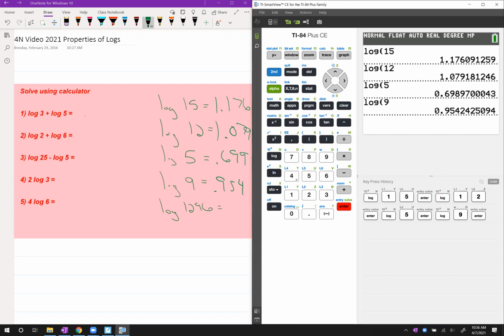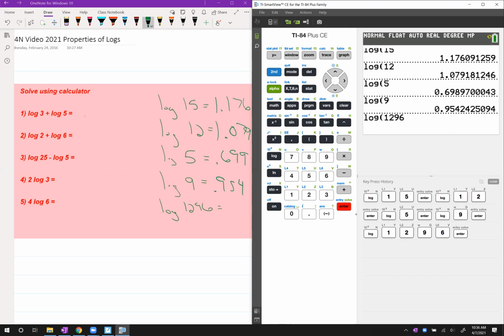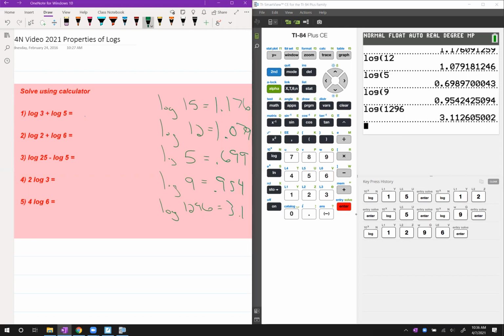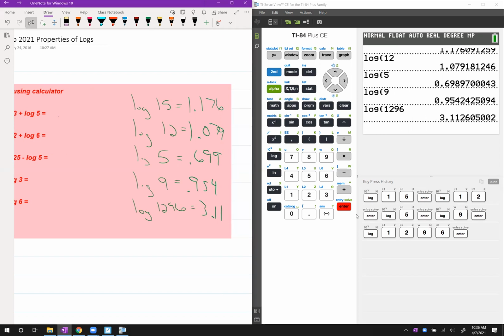Log 9, again, just trying to get comfortable using the calculator. So log 1,296. All right, so here we are, we're at 3.11. Hey, look at that. That one turned out to be more than one. All right, so we had some of those, log 15, log 12. Okay, so there's definitely something going on with this.